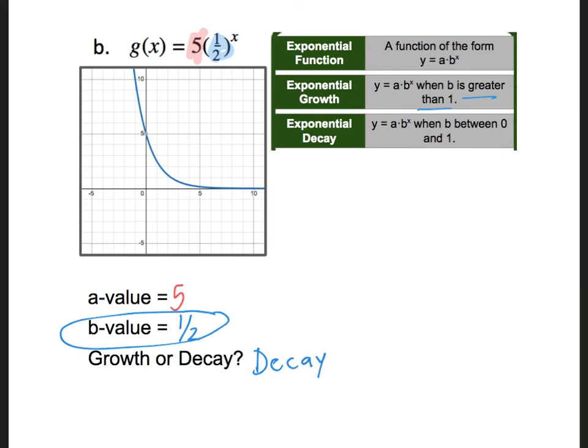Again, remember, when you're looking at this, if b is a fraction or a decimal that is smaller than 1, then it will be decay. You can also tell this from the graph. If I travel from left to right again, I start way at the top here, and then it goes down, down, down, down, down. So when I think of decay, I think of something getting smaller. As I move from left to right, my graph gets closer and closer to that 0 line. It's going down, so it is in fact going to be a decay function.